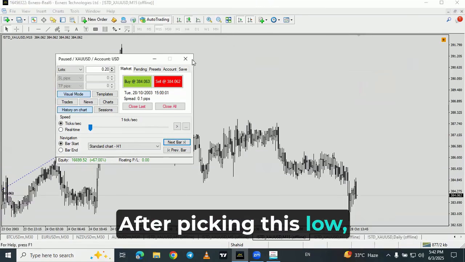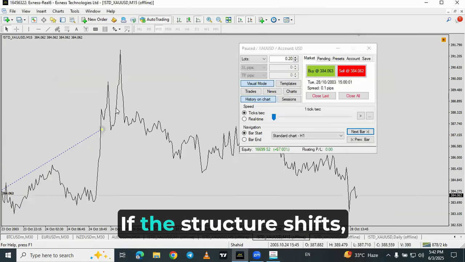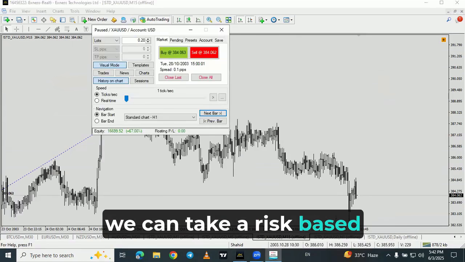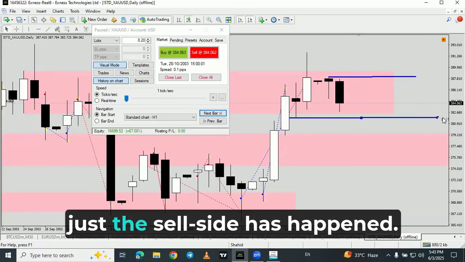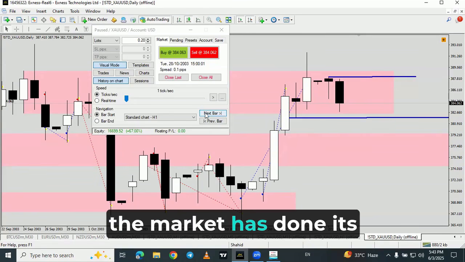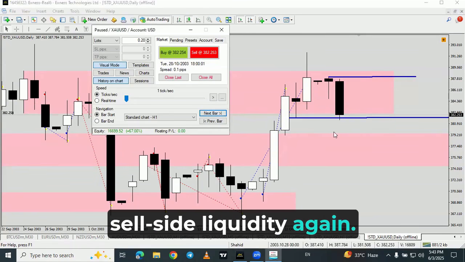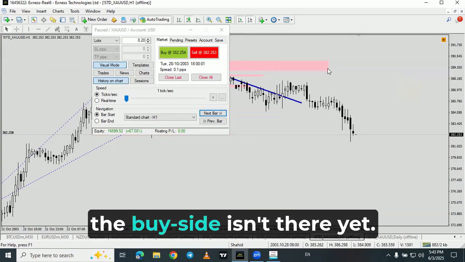After picking this low, the market can go up to here. If the structure shifts, we can take a risk based on 15 minutes. If we put it on a line chart and you see just the sell side has happened, the market has done its sell side liquidity again. The buy side is still pending. See, the buy side isn't there yet.